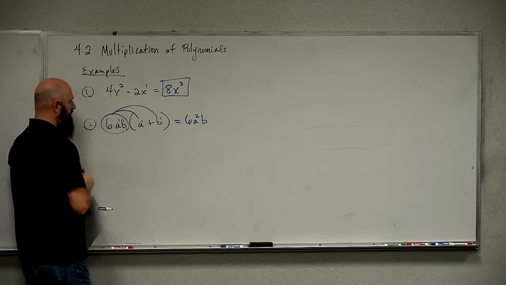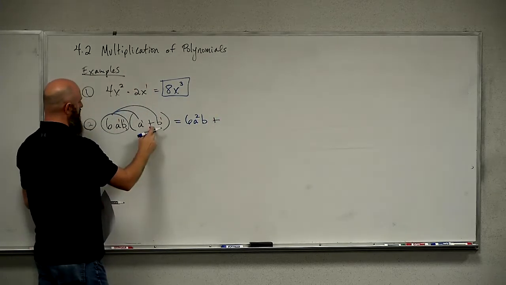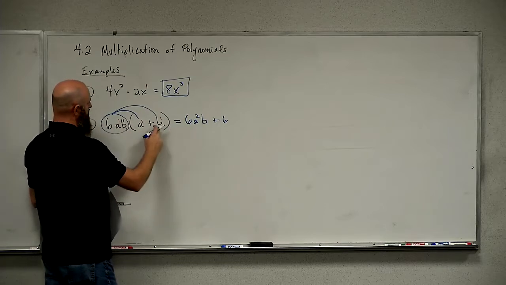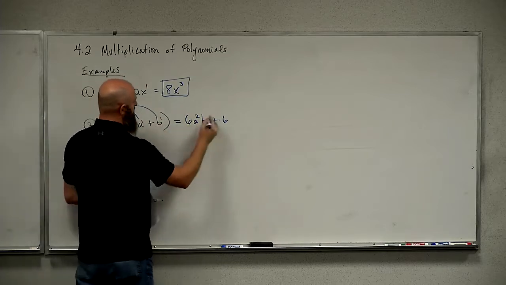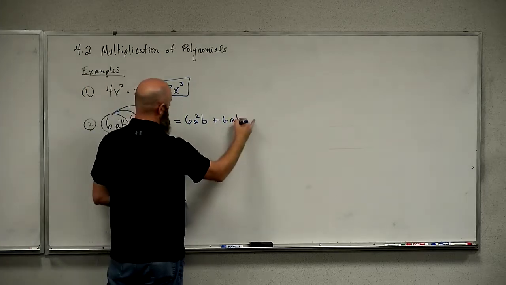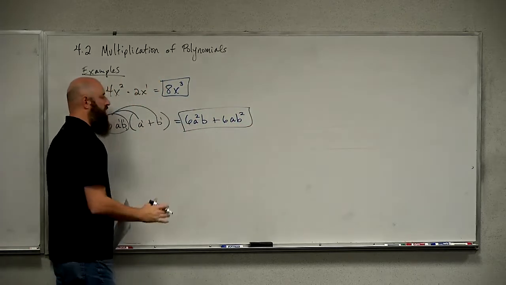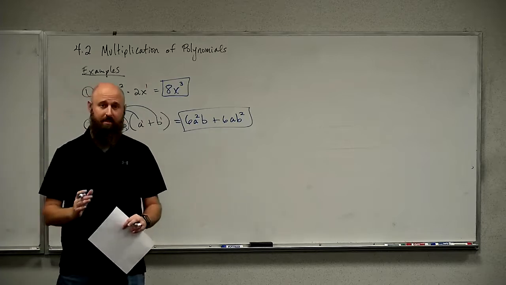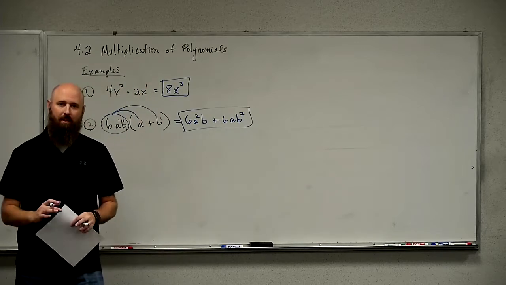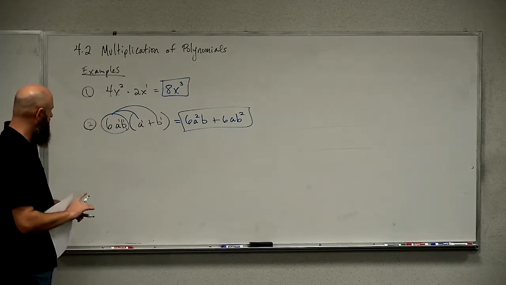Now we need to multiply by the b. So plus 6 times 1, again, is 6. A times, well, there's no a there, so it's just a. B times b is b squared. Those are not like terms because the powers are different. That's a squared on one and just an a on the other. So as we discussed last time, that is not a like term. So we're done.